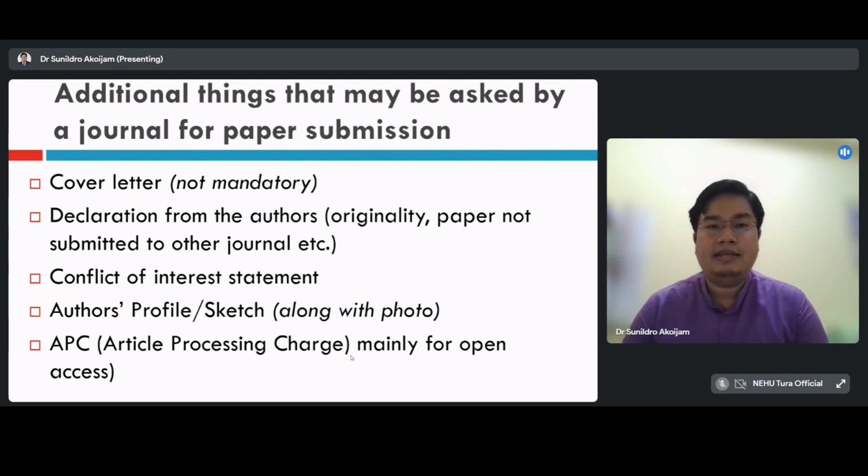It is not mandatory to submit a paper with a cover letter, but my humble suggestion to all of you is that you should always include a cover letter while submitting a paper. It gives a very professional impression of submitting a paper.